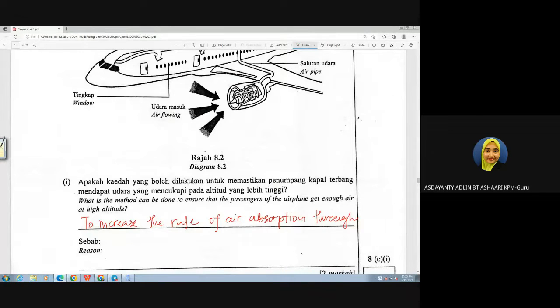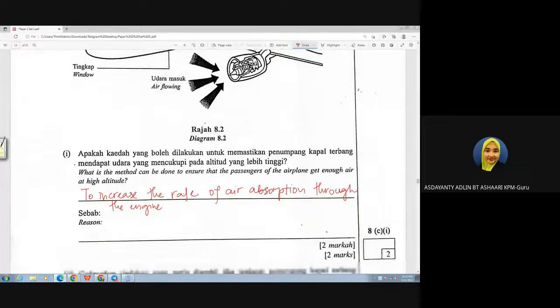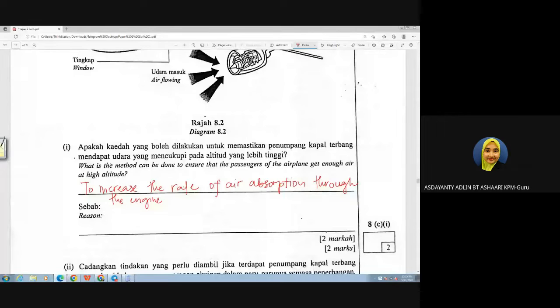Through the engine. Okay, reason: to provide more air into the airplane cabin.